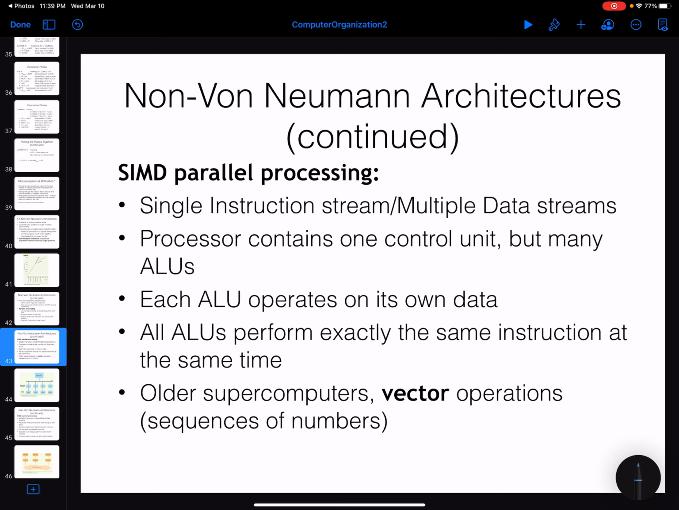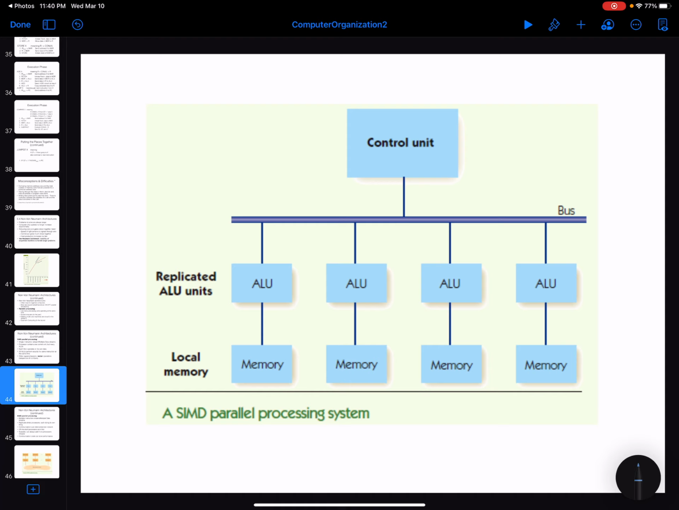What is this model? This model has a single control unit, but multiple ALUs. Each ALU works on its own memory and data, but all of them are controlled by one control unit. So the older supercomputers were designed in this model. There was only one control unit, but there were multiple ALUs, and each one has access to a piece of memory.